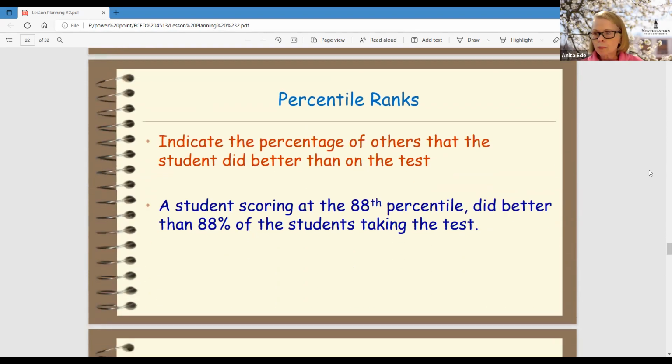And then we look at the percentile ranking, which is simply a percentage of others that did better on the tests. So a student that's in the 88th percentile did better than 88% of the students taking the test. That's pretty good.